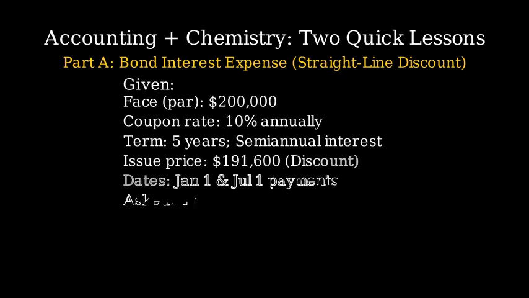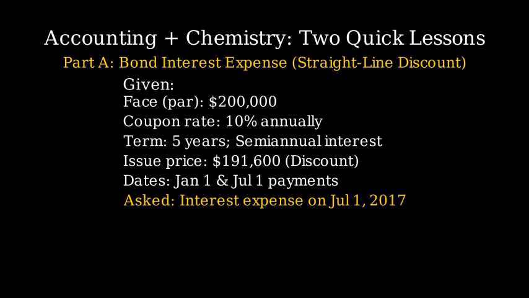Here is our problem statement. We'll highlight the key data, then compute discount, number of periods, amortization per period, cash interest, and finally the interest expense for the first period, July 1st, 2017.